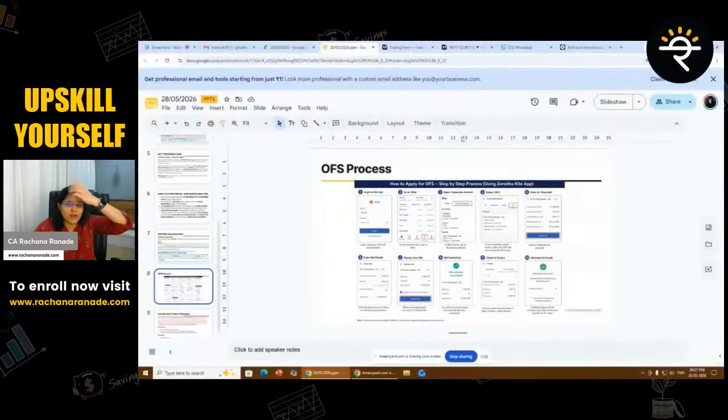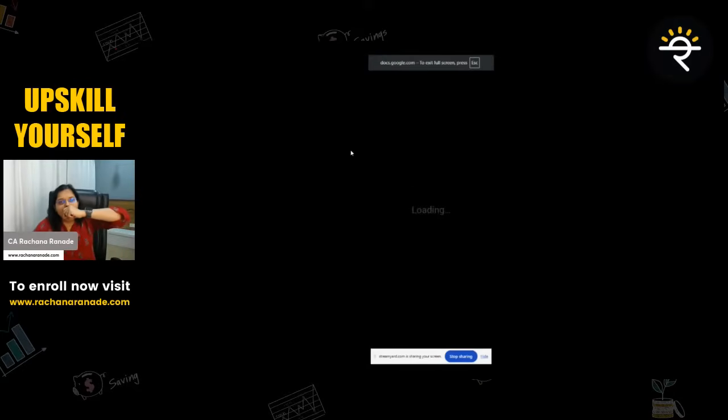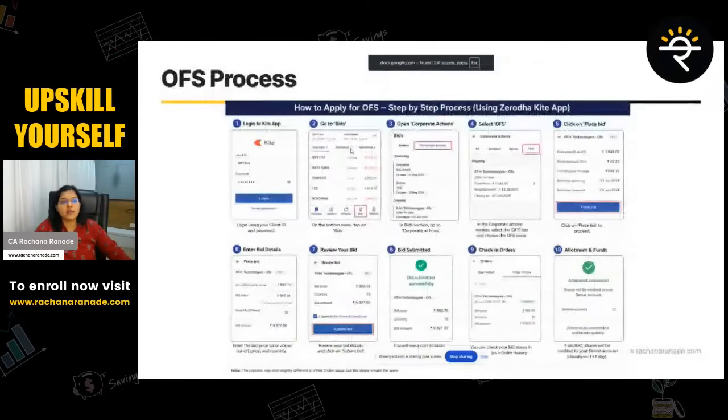Talking about one more point, which was about the OFS. Coal India is coming up with an OFS, and it is going to be held tomorrow. Someone had asked me as a query, if I were to apply for the OFS, how do I do that? So we just thought of sharing this with you all.